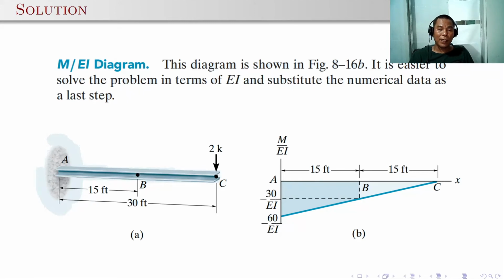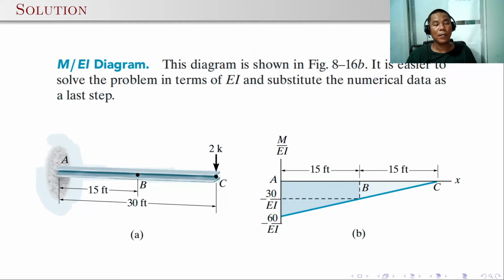So for a cantilever beam with a concentrated load at the end, it will give us a triangular moment which is negative. So here is the moment diagram divided by EI. Since the EI for the span is constant, it's quite easy to draw the M over EI. That is equal to 2 times 30, that's minus 60 over EI.